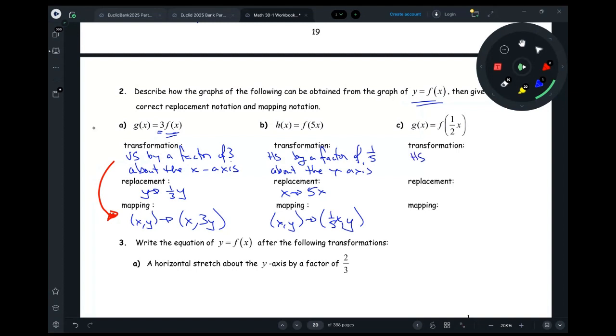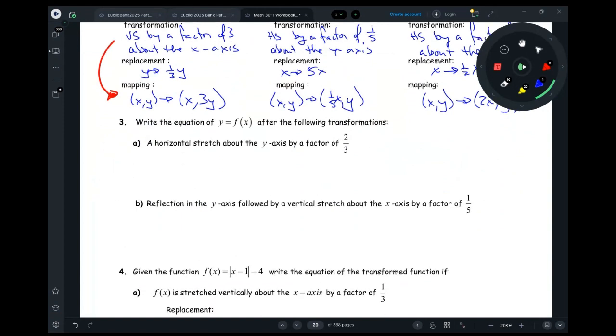And then here, it parallels what we just did. This is a horizontal stretch by a factor of, and we just want you to be ready for this, 2 about the y-axis. Okay, I replaced x with 1/2 x. And then my mapping, same sort of thing. x comma y is going to become 2x comma y. Good.